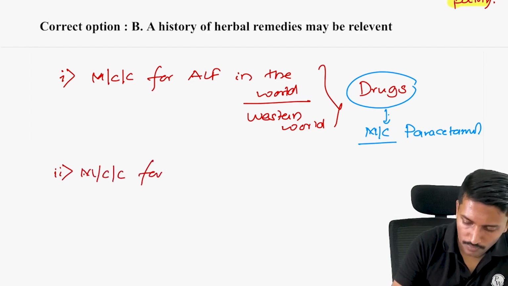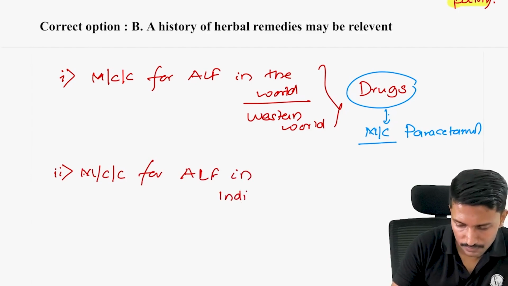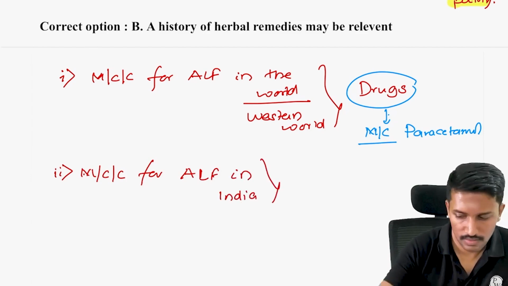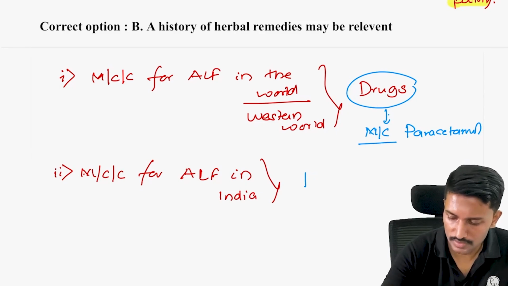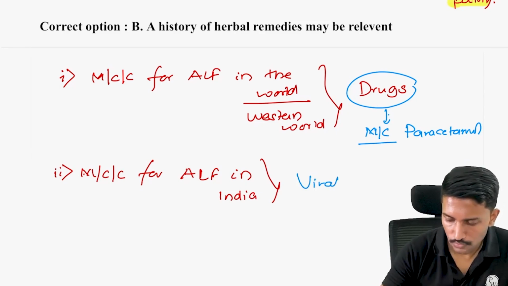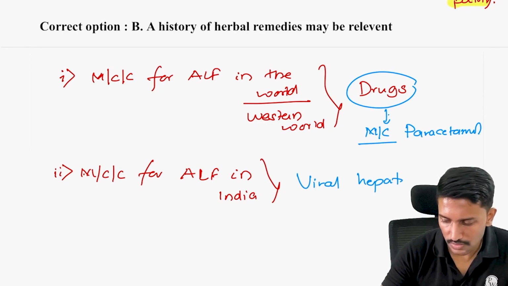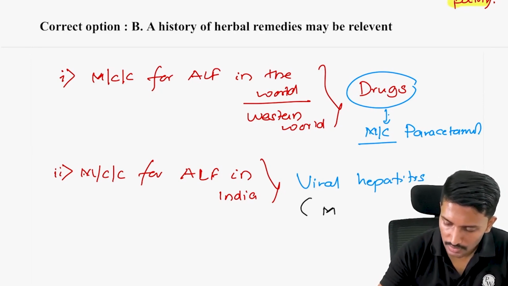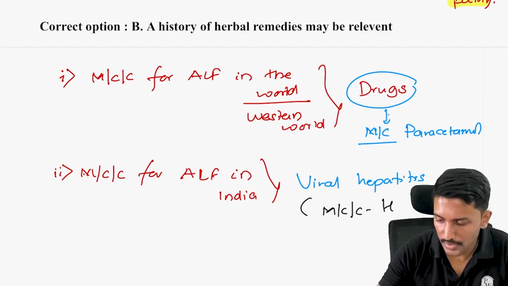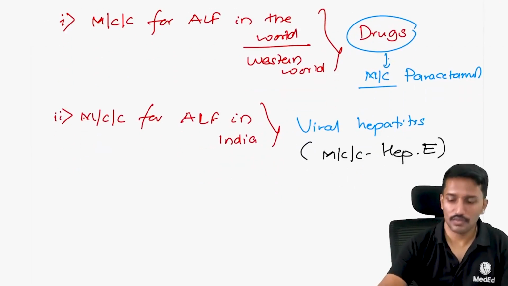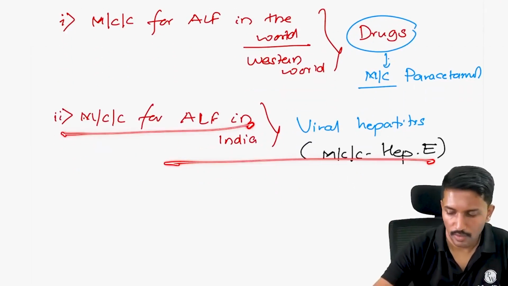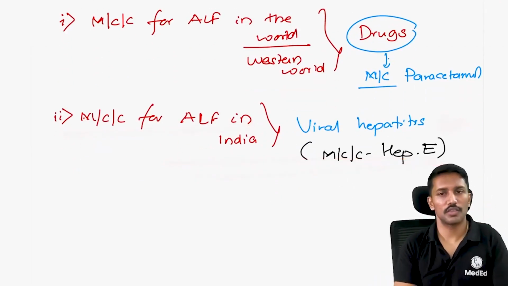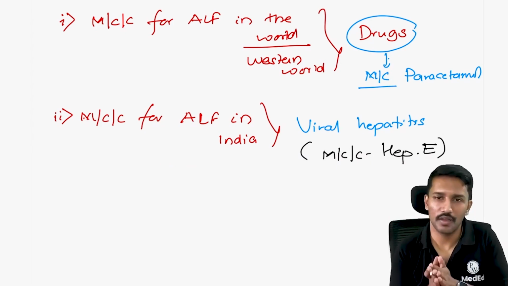Okay, so now remember that the most common cause for acute liver failure in India is viral hepatitis and not drugs. And among the viral hepatitis, the most common cause is hepatitis E. And whatever answer I'm giving may not be agreed upon by some of the microbiology teachers, but this is from the government of India official data.